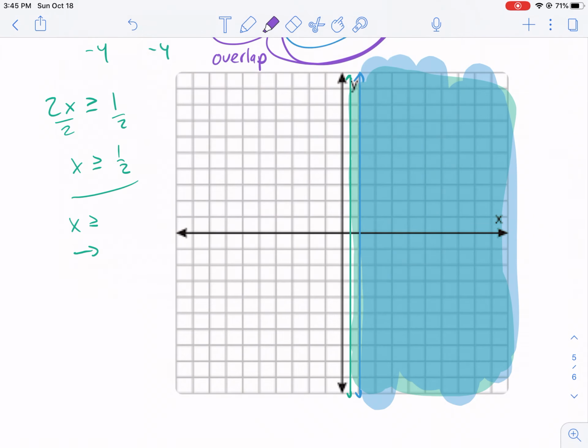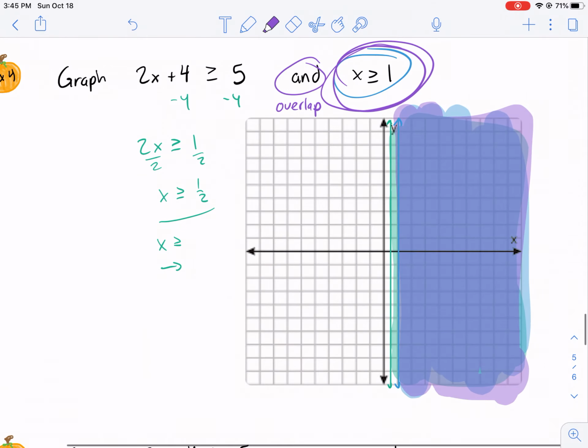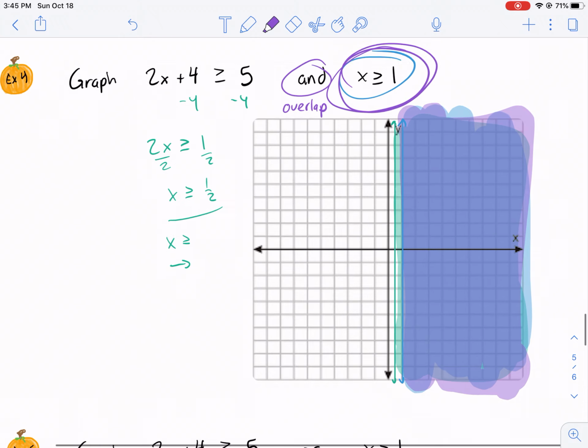So I'm going to go to purple here. They all overlap along this line. x > 1. And in here, this is where they overlap. So that is our solution set. This little green sliver is not part of our solution set because it's not overlapping.